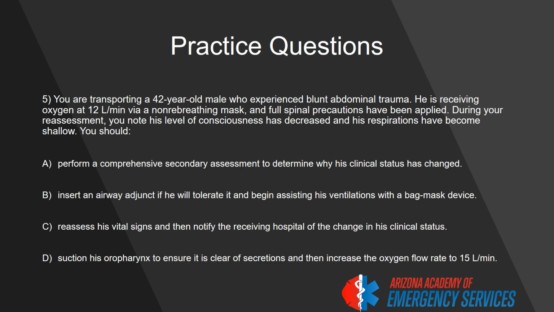You should A, perform a comprehensive secondary assessment to determine why his clinical status has changed. B, insert an airway adjunct if he will tolerate it and begin assisting his ventilations with a bag mask device. C, reassess his vital signs and then notify the receiving hospital of the change in his clinical status. Or D, suction his oropharynx to ensure it is clear of secretions and then increase the oxygen flow rate to 15 liters per minute. So I'll give you a second if you want to identify some of the key information before we move on.